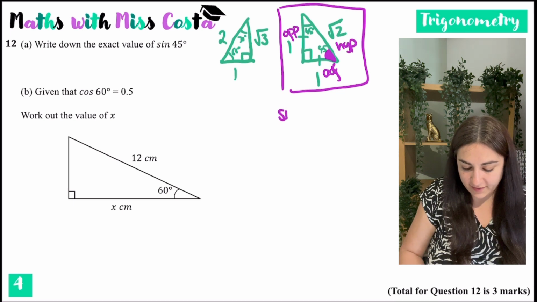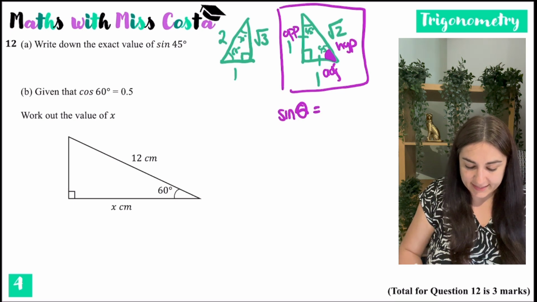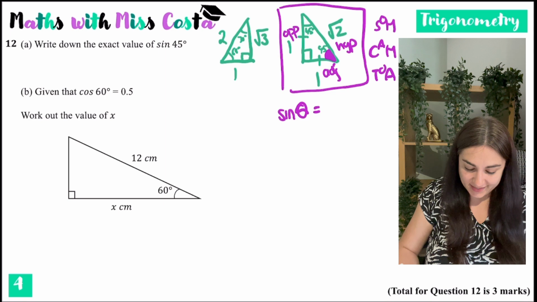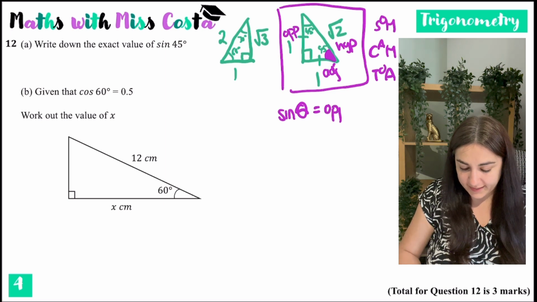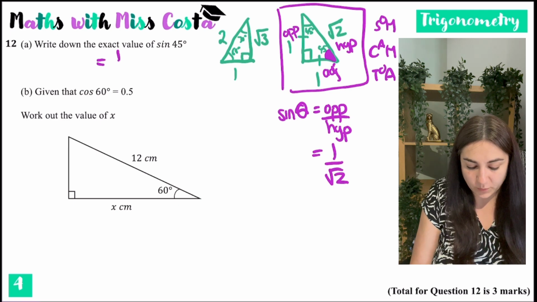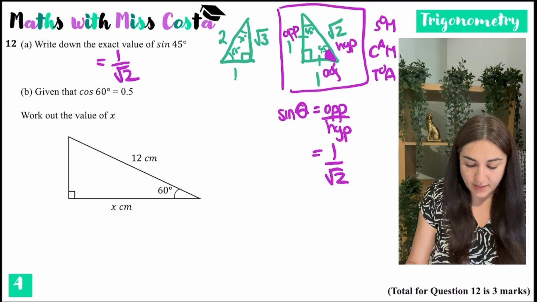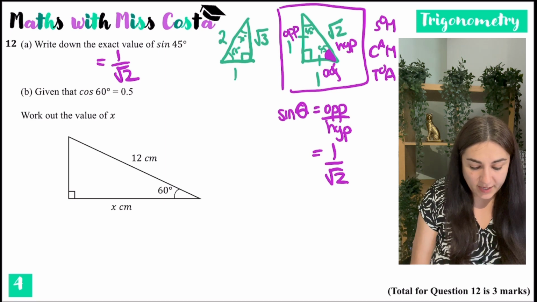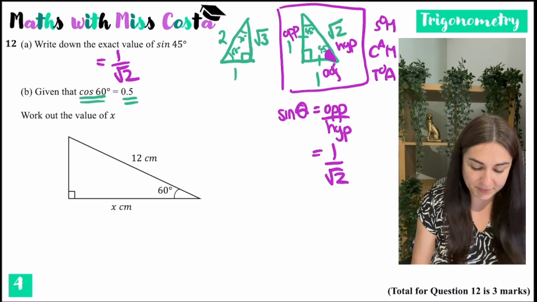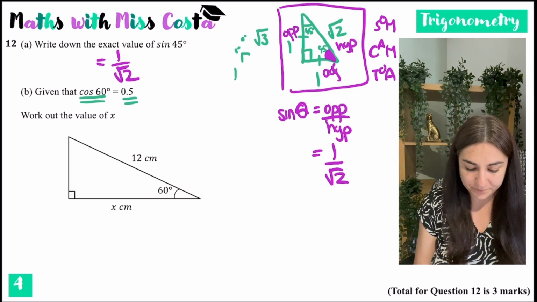How do I find sine? Well, sine theta is, if I write out SOHCAHTOA, always do that just to remind you, sine theta is the opposite over the hypotenuse. So therefore, in this case, the opposite is 1 and the hypotenuse is root 2. So the exact value is 1 over root 2. Next, I am told that cos 60 is 0.5. I could have worked it out using the triangles, but they've given it to me, so that's really nice.